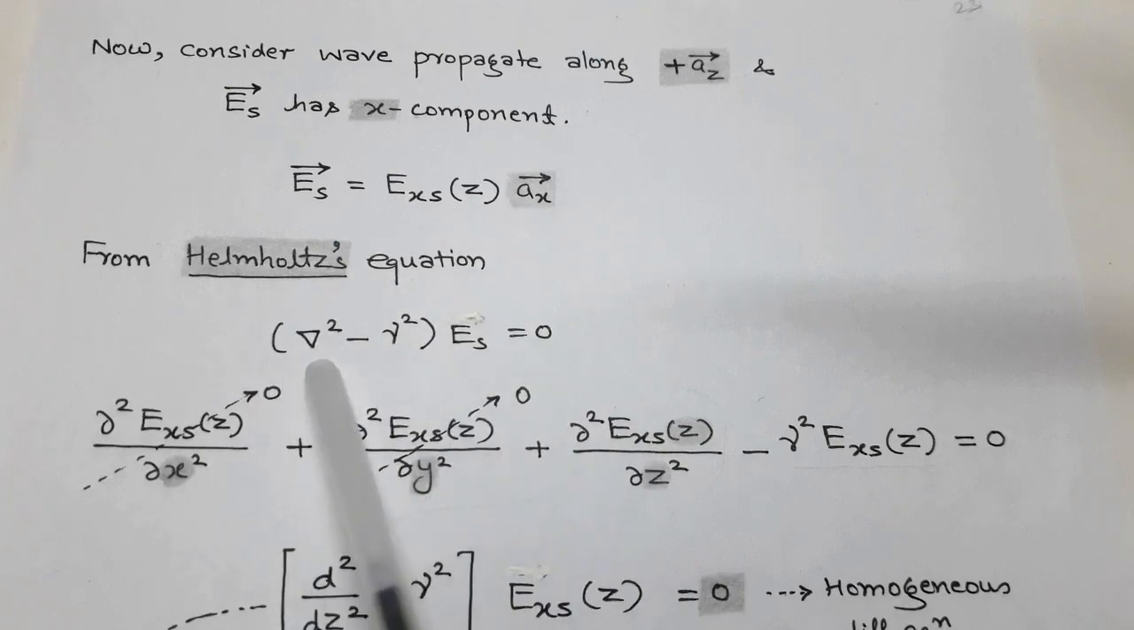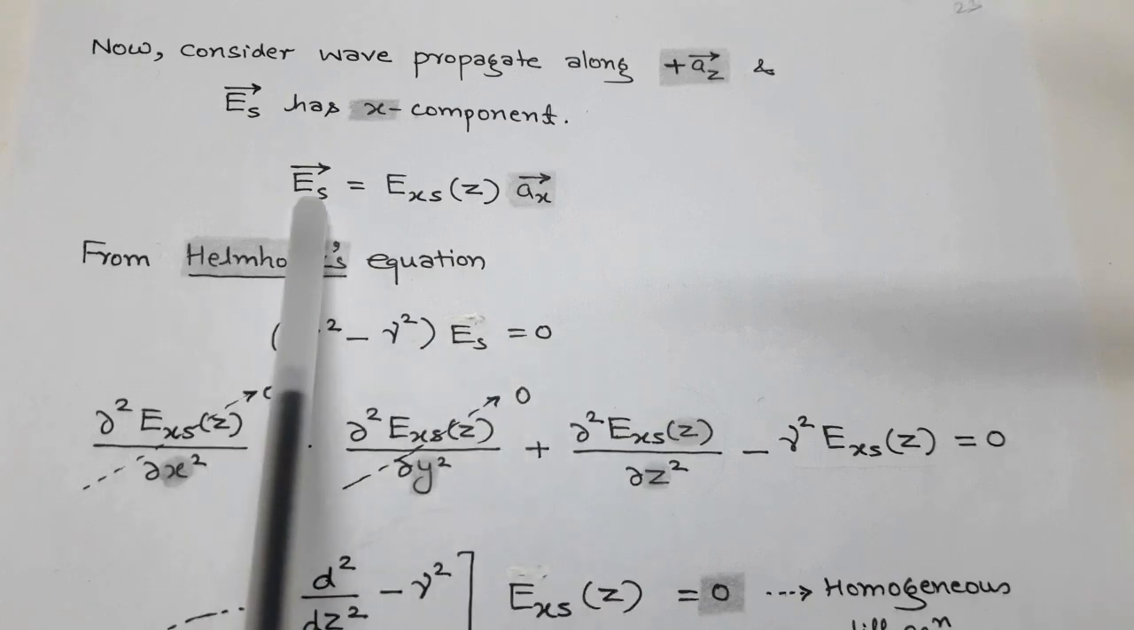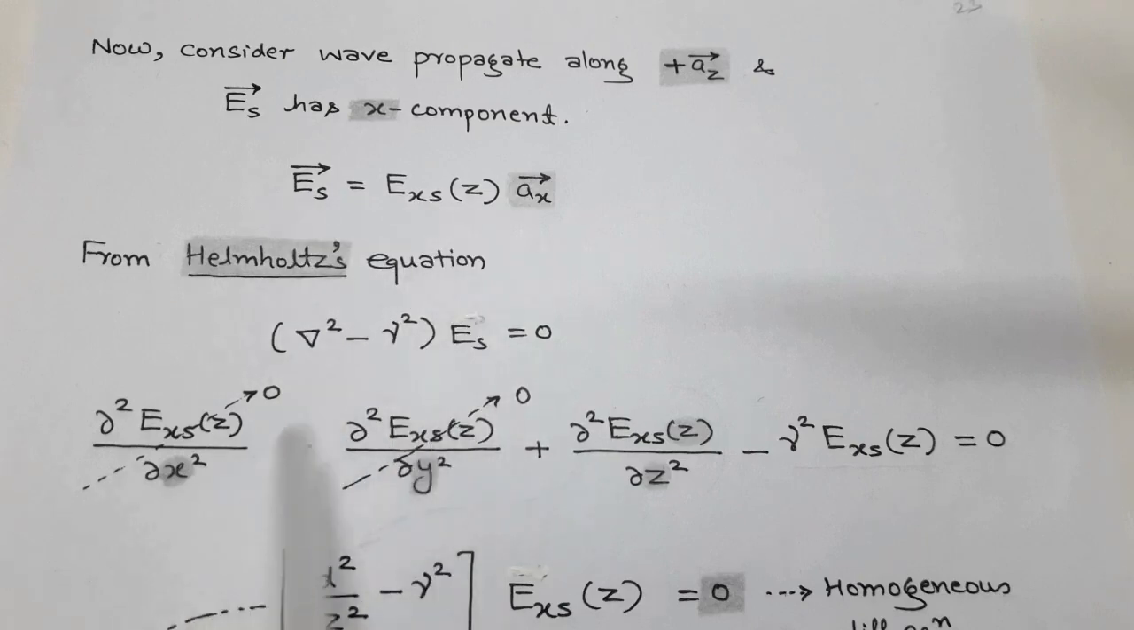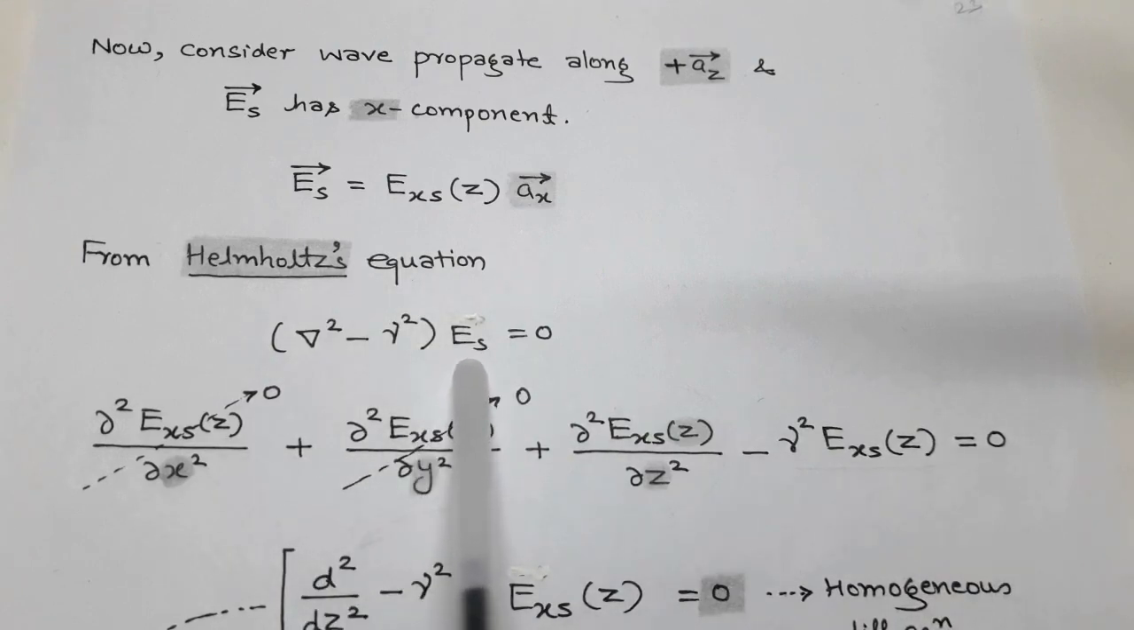Now from the Helmholtz equation, that is within bracket del square minus gamma square into E suffix s equals 0. Here we consider the magnitude of the electric field E suffix s vector. After opening the bracket we get del square E suffix s minus gamma square E suffix s equals 0. The first term, del square of E suffix s, in terms of all three coordinates x, y and z, is given as del square E suffix xs function of z upon del x square plus del square E suffix xs function of z upon del y square plus del square E suffix xs function of z upon del z square, minus gamma square E suffix xs function of z equals 0. Here the magnitude of electric field E vector is E suffix xs function of z.